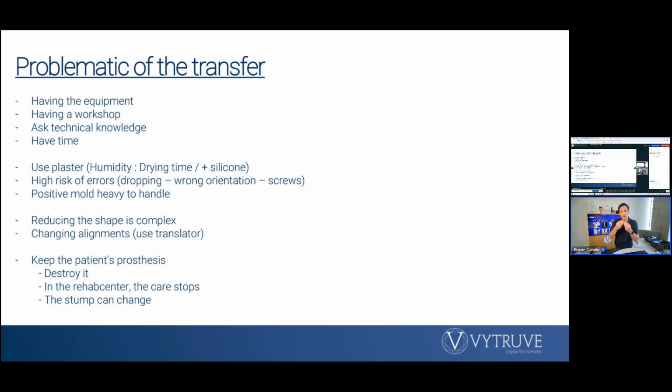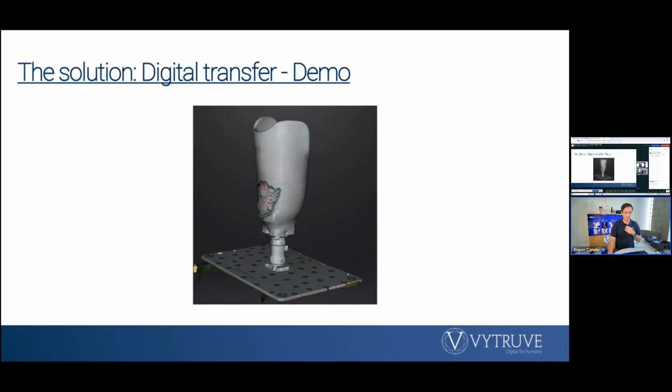And the most important thing, when you do a manual transfer, you keep the socket of your patient. So when you do the definitive socket, your patient doesn't have the socket, and the limb can change. You have to manage the agenda at the workshop. So there are many problems with a manual transfer, and that's why we have worked on a digital solution. It's what we are going to see.